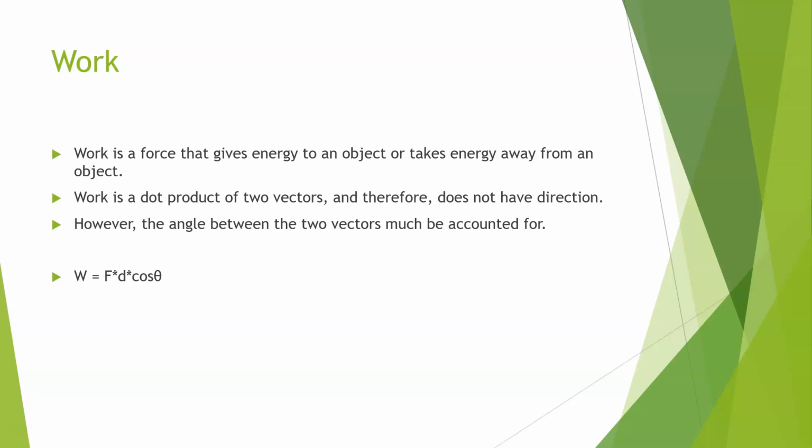Work can be done by all kinds of different forces. It can be done by gravity. When something falls, that is gravity doing work. It can be done by friction. A block is sliding, and that block is losing energy over time. Its kinetic energy is decreasing as its velocity is decreasing because there's work done by friction.